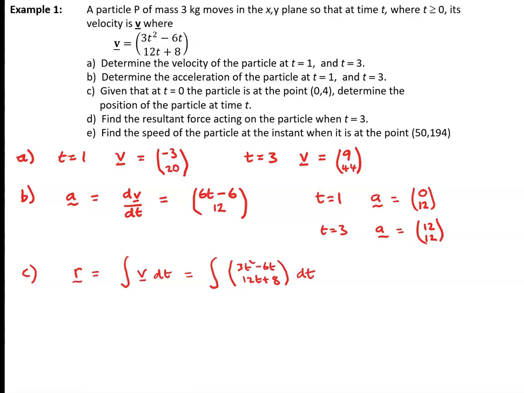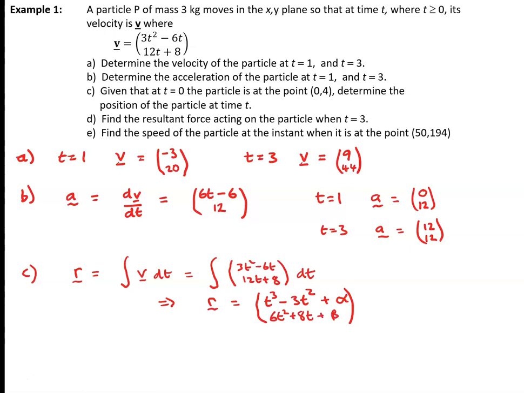We integrate vectors component by component. The integral of 3t squared minus 6t is t cubed minus 3t squared plus a constant. And I'll put the constant as being alpha. The integral of 12t plus 8 is 6t squared plus 8t plus a constant, which we'll have as beta in this case.